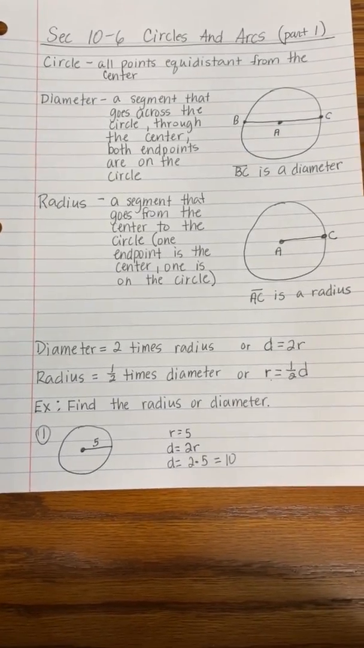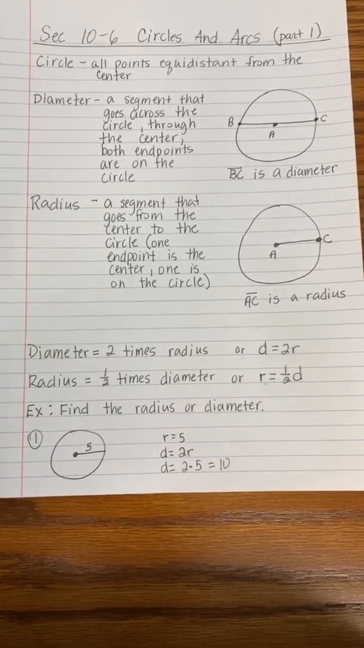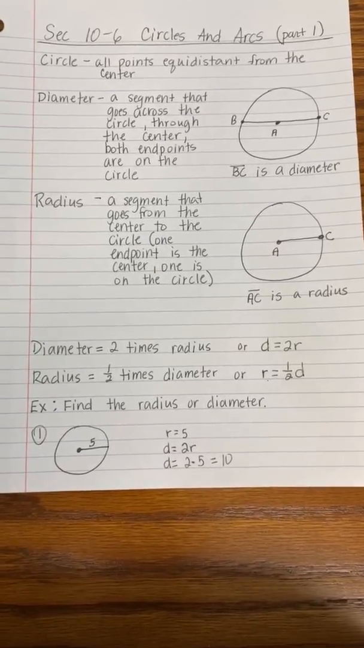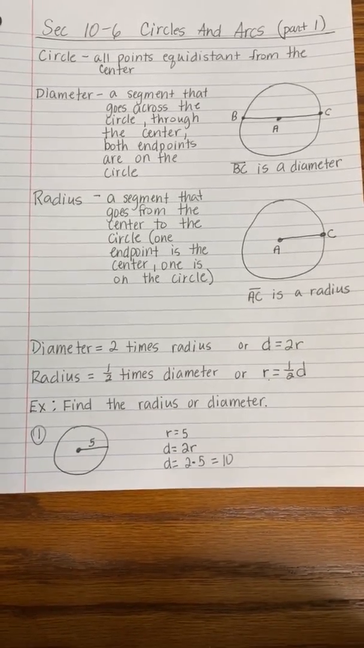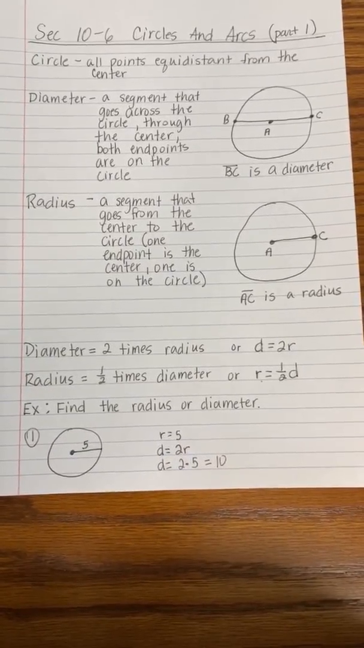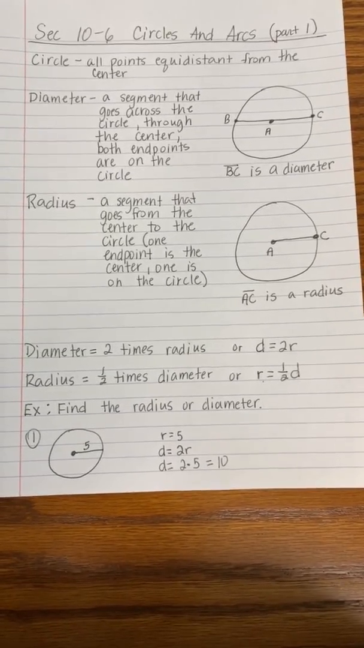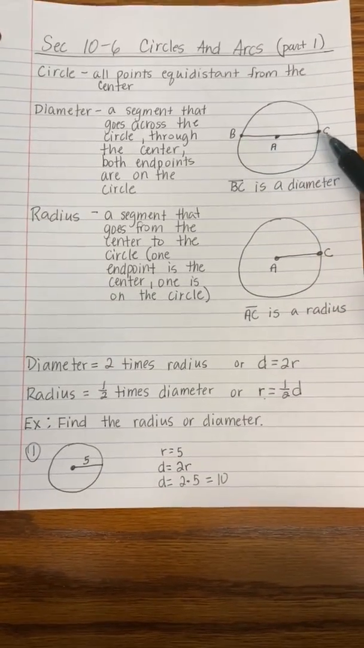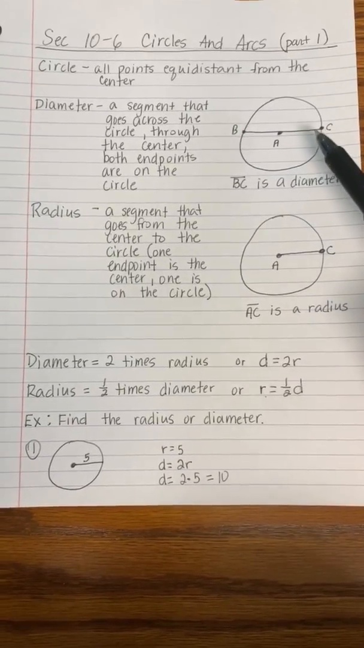Now you might have some past history with circles, maybe in middle school, but it has been a while, so hopefully these terms will ring a bell after we start to go over them. All right, the diameter. The diameter is the segment that goes across the entire circle. It has to go through the center, and both endpoints are on the circle. If you look at the diagram, A is the center, and B to C is the diameter. It goes all the way across through the center, and B and C are both on the circle.